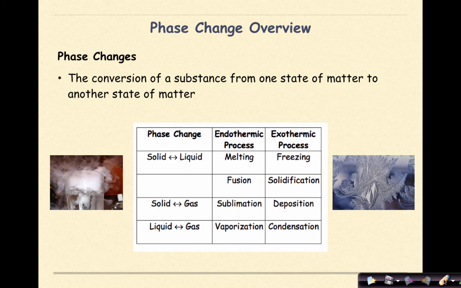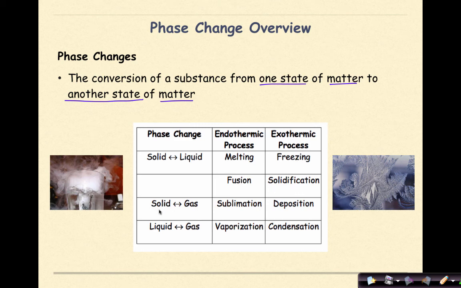Phase changes are defined as the conversion of a substance from one state of matter to another state of matter. Here we have some phase changes. For solid to liquid, if it's an endothermic process, we're going to be looking at melting. If it's an exothermic process and energy is released, we're looking at freezing. The fancier way of saying melting is fusion, and for freezing, we use the term solidification.